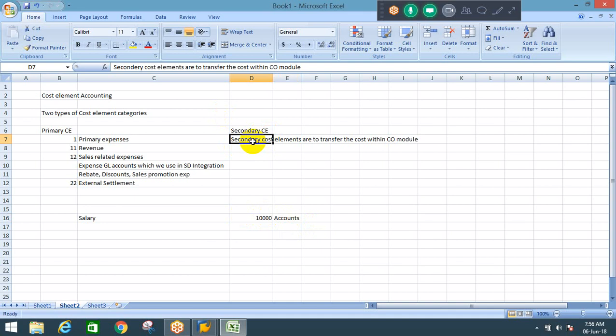Or, by mistake, I booked it in the accounts department and I want to transfer it to a different department. I need to have a secondary cost element. Settlement, we call it as settlement. So that is secondary cost elements. Within the CO module, if you want to transfer the values from one cost object to another cost object, we need to have secondary cost elements.